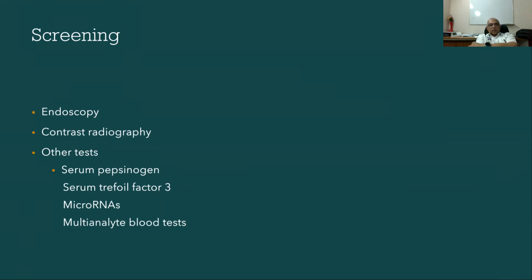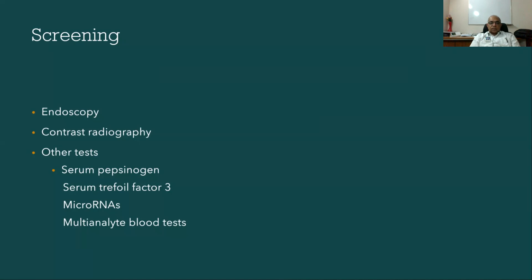But how do you do this? There's endoscopy, which is perhaps the best thing. You see a lesion, you biopsy it, you know exactly what is happening. Contrast radiography with, say, barium can also pick it up. There are other tests that are also investigational, not really used commonly, but worth mentioning here.